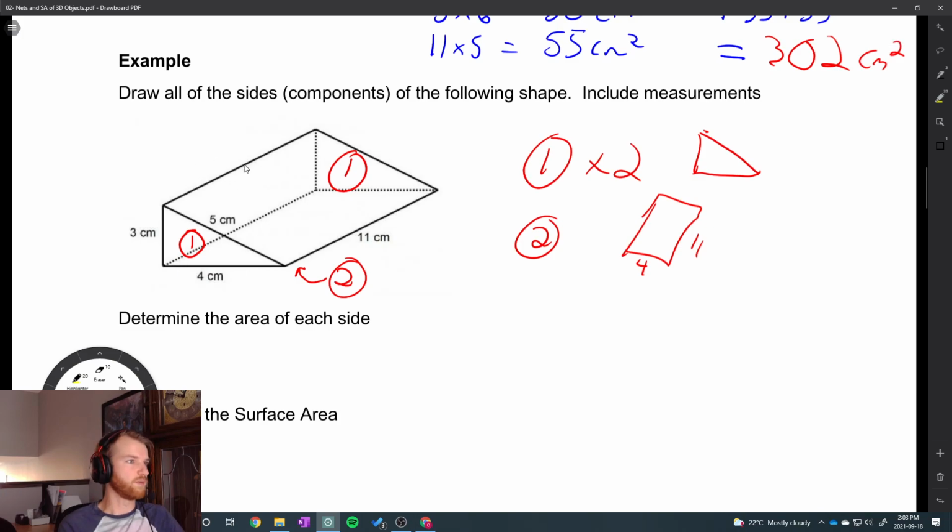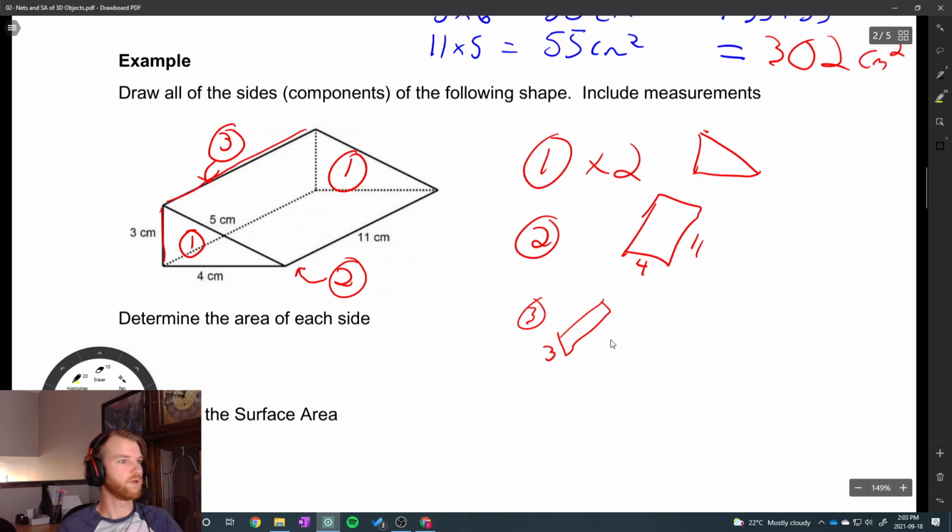Shape 3, I'm going to say is this backside here. I'm just going to draw an arrow to make it a little bit more clear. It is 3 by 11, this side is 11 long. We get the length from this side here. This 5 centimeters is talking about this length here, so we don't want that. So shape 3 is that backside, and that one was 3 by 11.